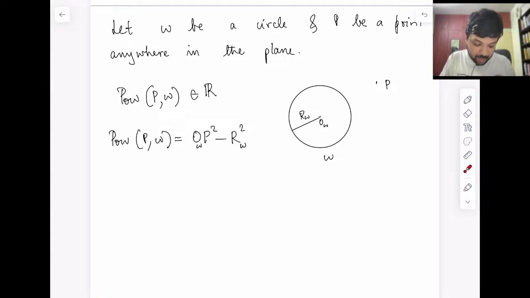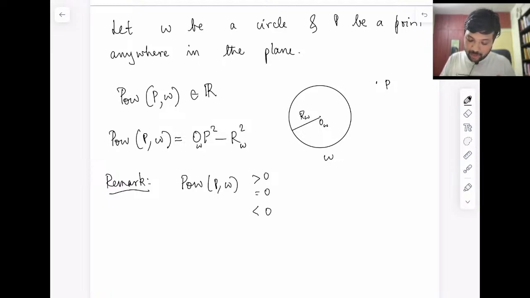Okay, quick note, okay, quick remark. I hope people are paying attention. Quick remark is that power can be negative. Power P omega can be positive, equal to 0 or negative. And if it is positive, P is outside omega, whatever that means. P is on omega when it is 0, and P is inside omega when it is negative. That you guys can see hopefully, right?